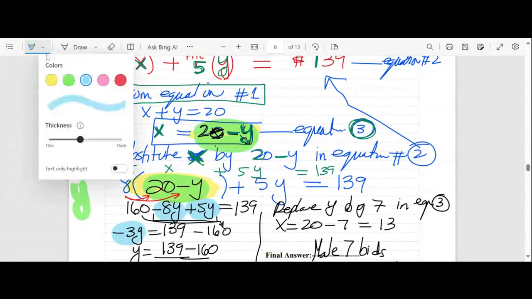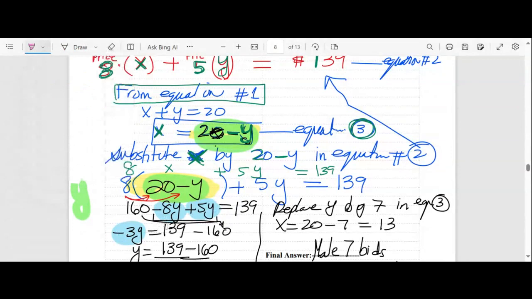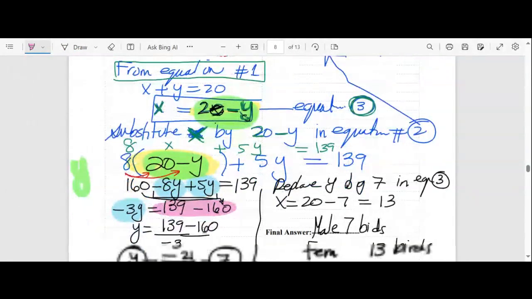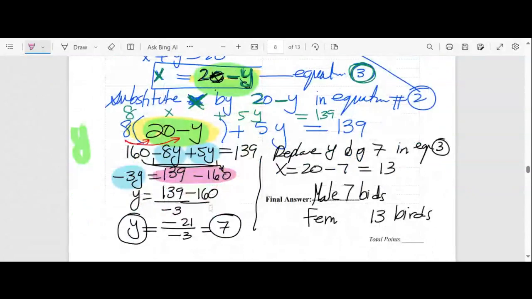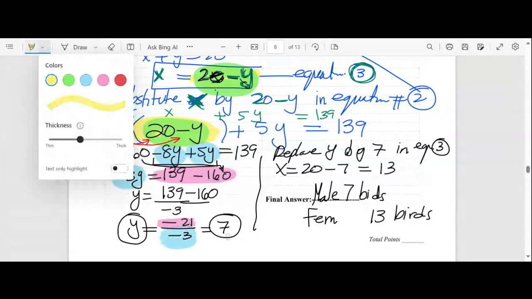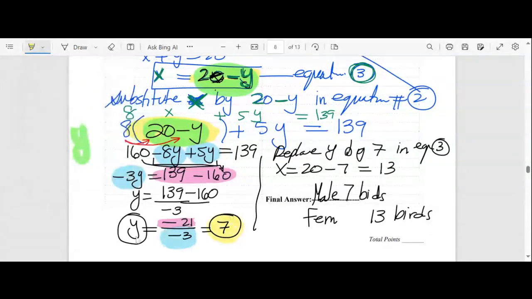And then subtract. Can you subtract? Yep. And what are you going to get? If you subtract, you get minus 21, divided by minus 3. If you divide this, it gives you 7. How much is Y in this case? 7. Those are the number of male or female? Male lovebirds.